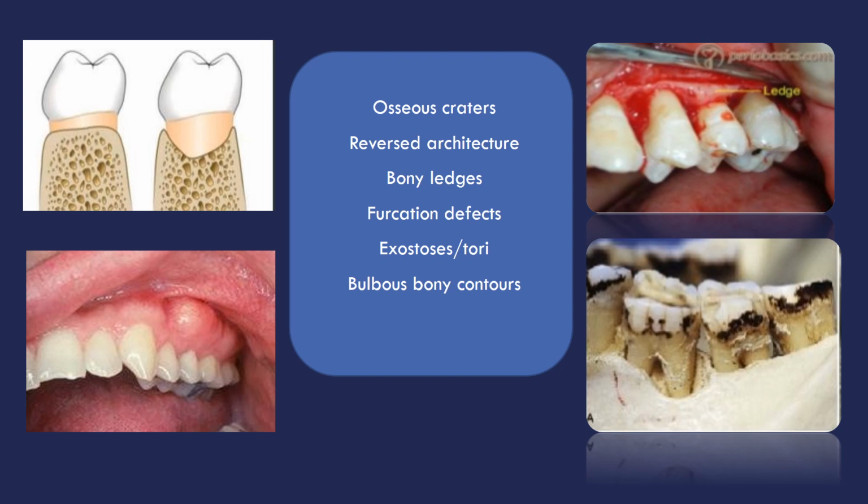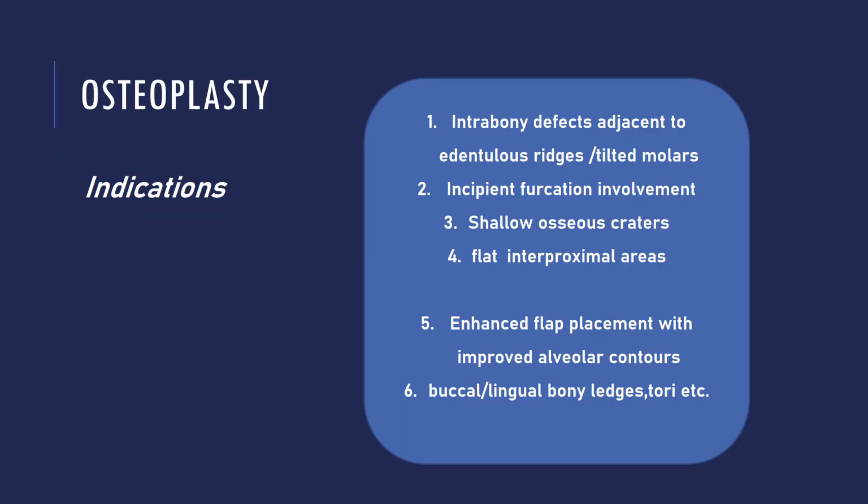So coming to the other types of osseous defects that need osseous resective surgery, that is osseous craters, reversed architecture, bony ledges, furcation defects, exostosis or tori, bulbous bony contours. These are all details we already covered in the previous chapter, so I am not going into the details of it. Coming to the procedure directly, what is osteoplasty we already covered, and what are the indications for osteoplasty?